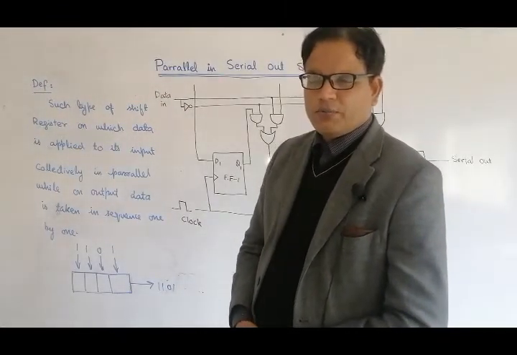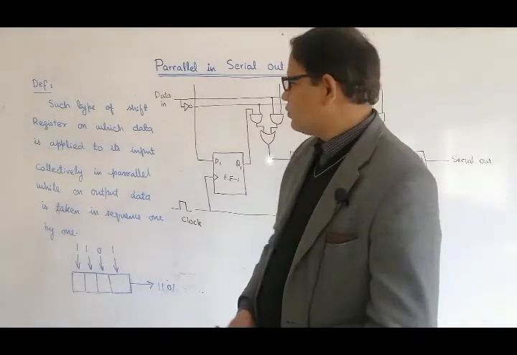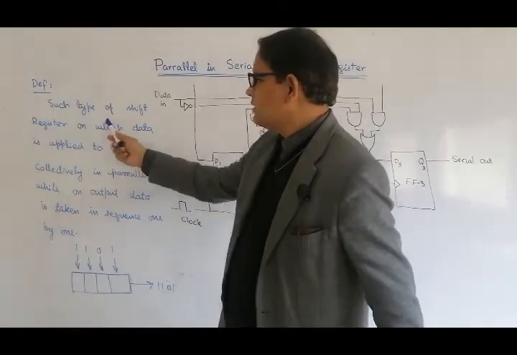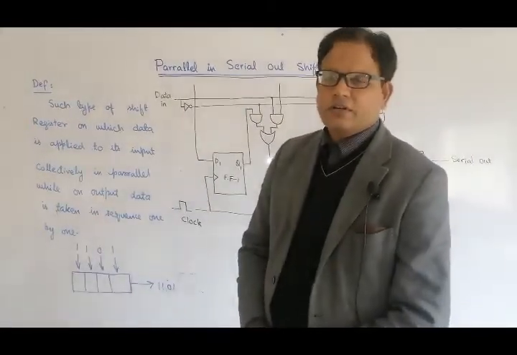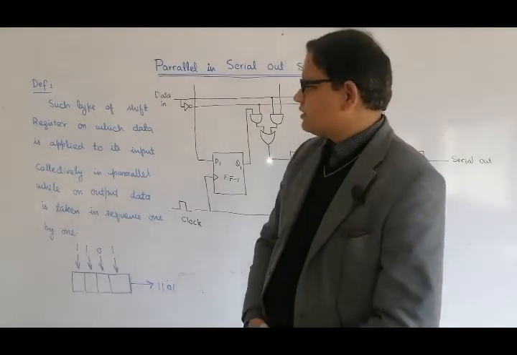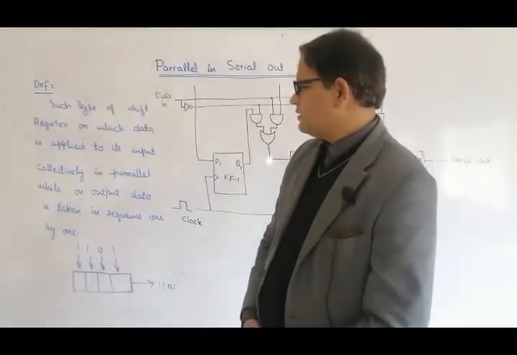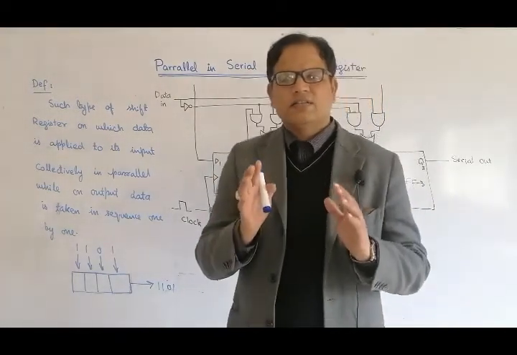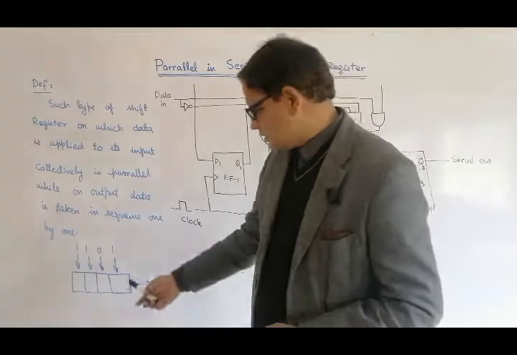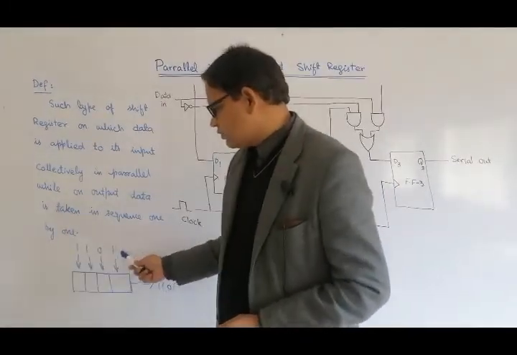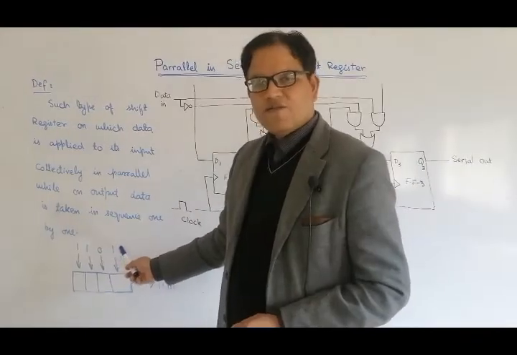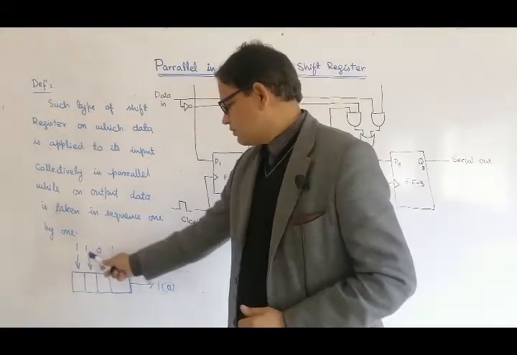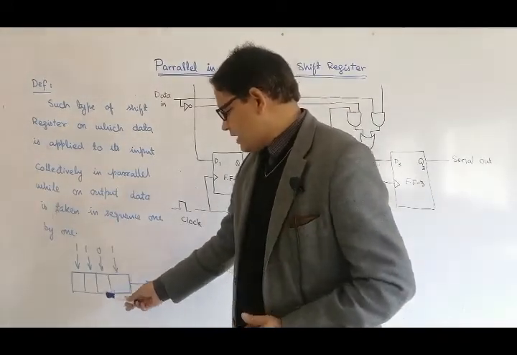So today I'm going to define the parallel in serial out shift register. It is such a type of shift register on which, when data is applied to its input, the data is collectively applied to its inputs. These are the parallel inputs. The data is fetched or loaded collectively, combined altogether, on these parallel inputs.